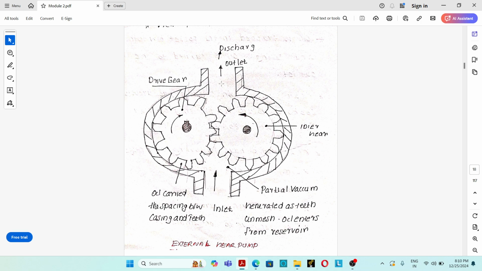When the hydraulic oil is carried to the discharge port, the teeth of the gears exert a pressure over the hydraulic oil, and the pressure of the hydraulic oil increases. When the gears are rotating, the hydraulic oil trapped between the gear teeth and the casing is pressurized by the teeth, and that high pressure hydraulic oil flows to the discharge line through the outlet port. So this is the working of an external gear pump.